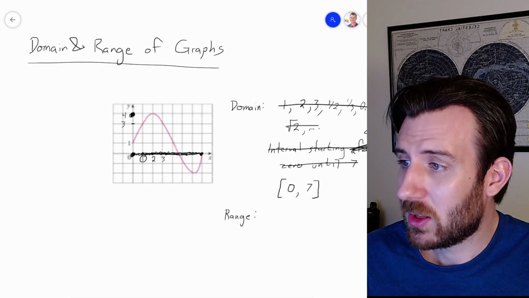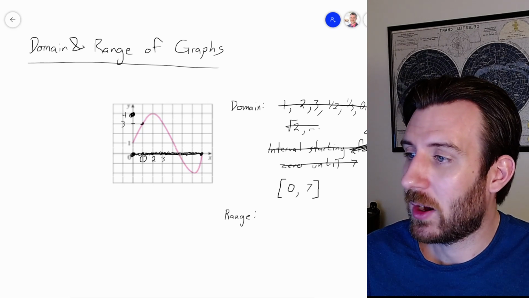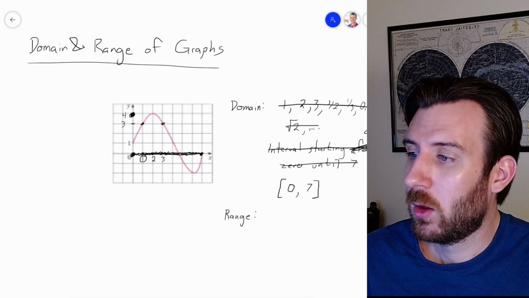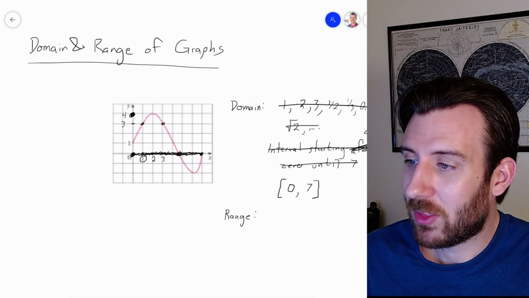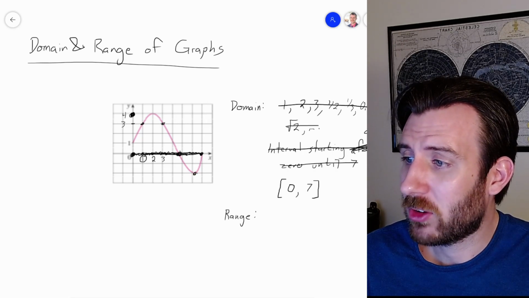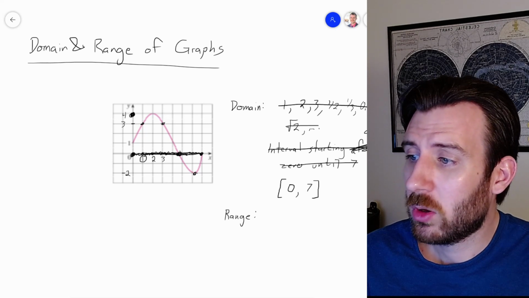Is the height of 3 a valid height? Yep. Here's a place on the graph where I have that height, and over here as well. What about at 0? This is a place where I have that height, and I go all the way down until it looks like at a height of -2.